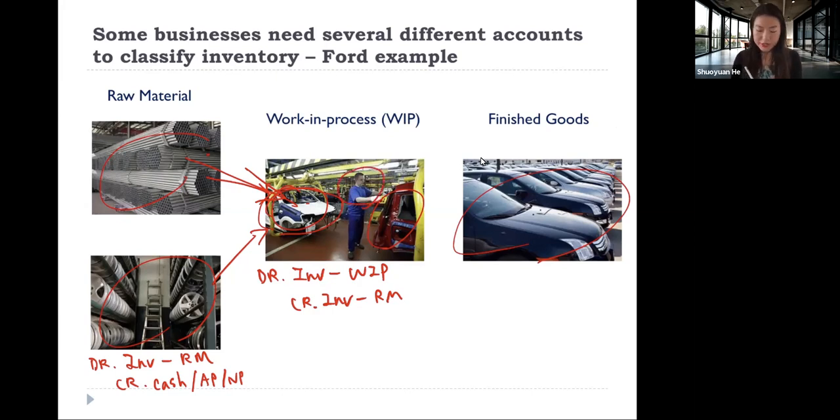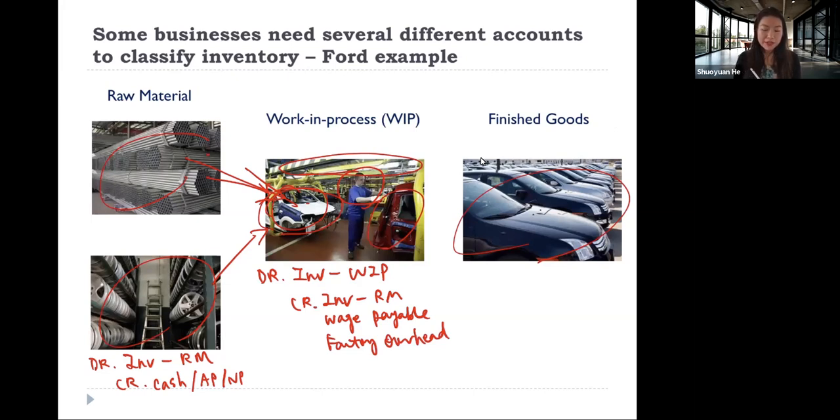So the wages that we're paying to those workers should also be recorded into the cost of this working process. So that is wages payable. And also the electricity that the firm is using in this factory, and then all of those machines need depreciation. So all of those are factory overhead. They are also recorded into the cost of this working process.